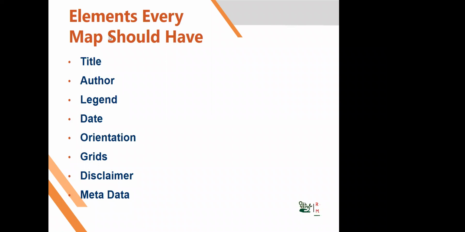the date, the orientation, grids, and then a disclaimer, plus the metadata. Yeah, metadata includes data such as the coordinate system, how you collected the data, who made the map. And a disclaimer may be a statement that you write on your map such that whoever uses that map, you are not legally liable or you don't have any legal constraint over the consequences of that map. I hope that is fine.